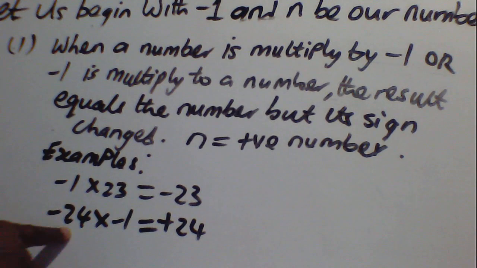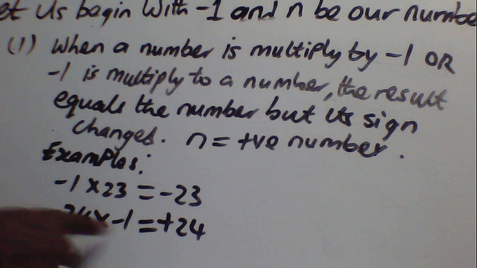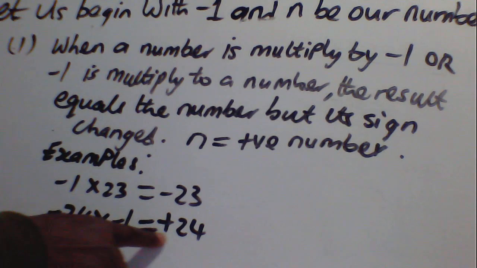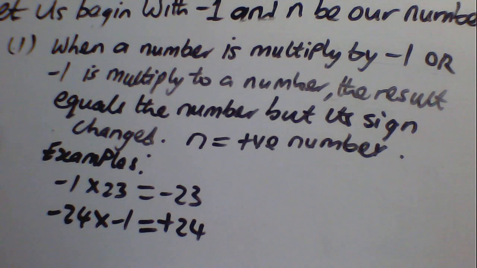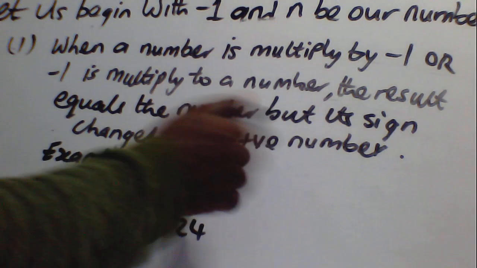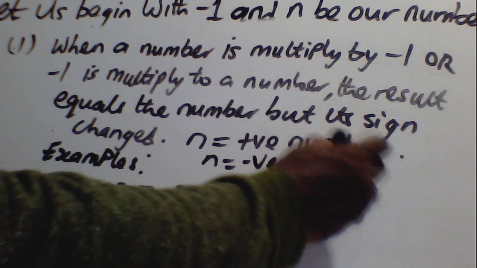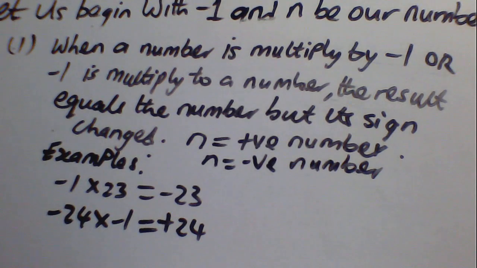In this case, we have minus 24 multiplying minus 1. It is equal to the number, but in this case, the sign changes. It is minus, it's no longer minus, it's plus when it's minus 1. When a number is multiplied by minus 1, or minus 1 is multiplied to a number, the result equals the number, but its sign changed. So n can also be a negative number. So either negative or positive number, the sign will change, but it's equal to the number.